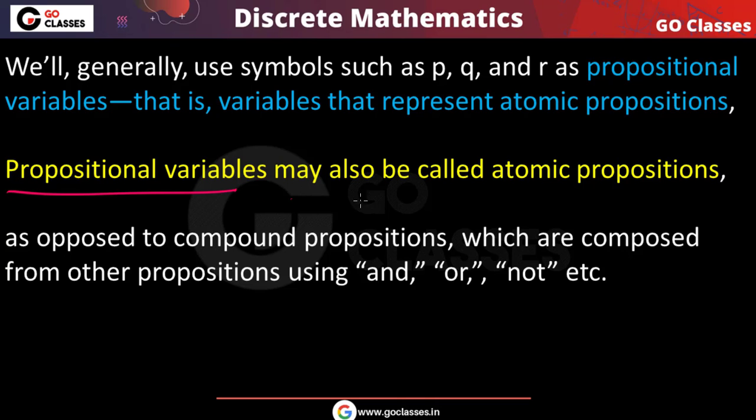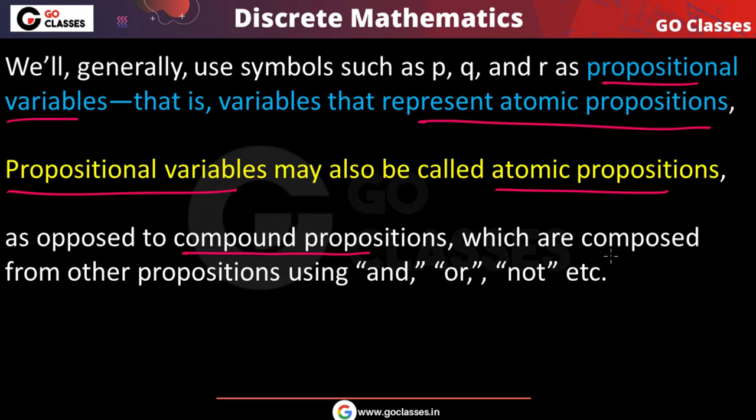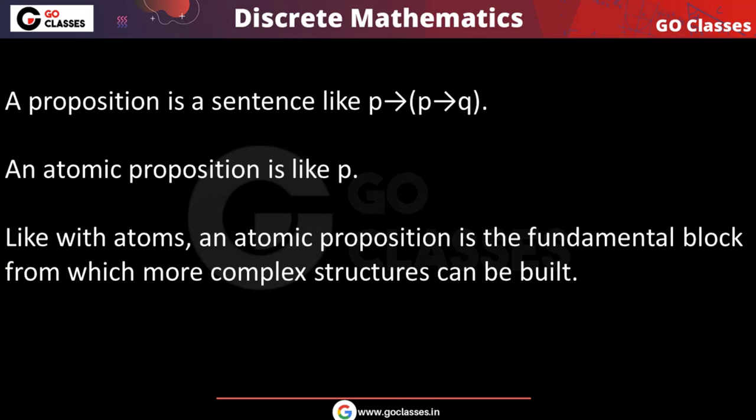So propositional variables basically represent atomic propositions. I can say a propositional variable is basically an atomic proposition, and compound propositions we can create by using these atomic propositions and logical connectives. So compound propositions we can very easily create using atomic propositions and logical connectives. Okay, so for this type of statement, for example, this statement is a proposition, but it is not an atomic proposition.